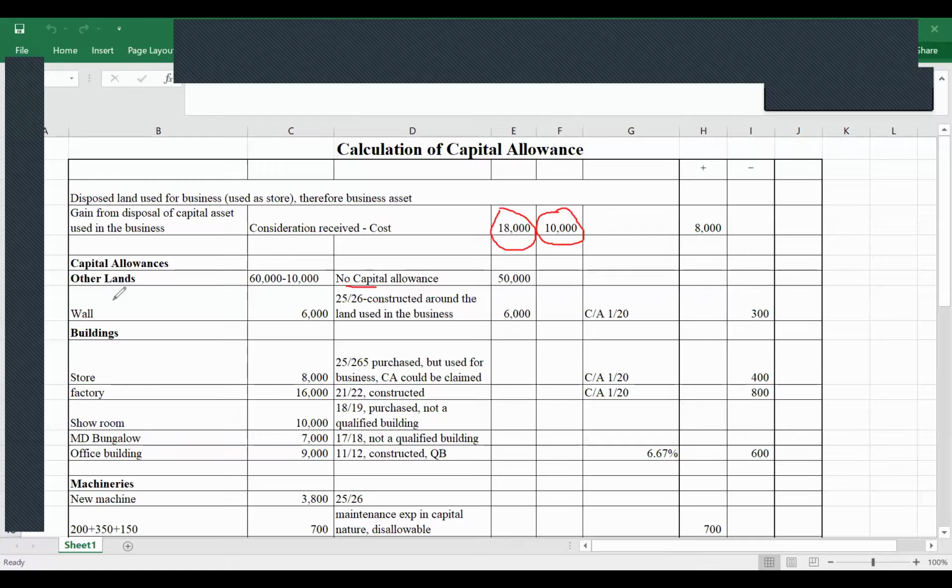Then there is a wall. What happened to that wall? Value of that wall is 6 million. It is constructed around the land. That means we are using that wall, because it is around the land which is situated at the business place. So that is allowable. That is a depreciable asset. So the amount of wall constructed is 6 million. We can divide it by 20 because a wall is a structure. For a building or a wall, we can calculate capital allowances by dividing it by 20, because we can grant capital allowance over a 20 year period.